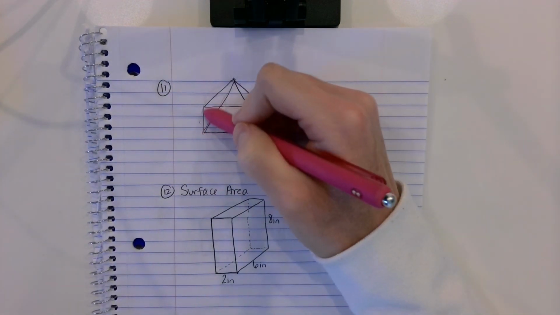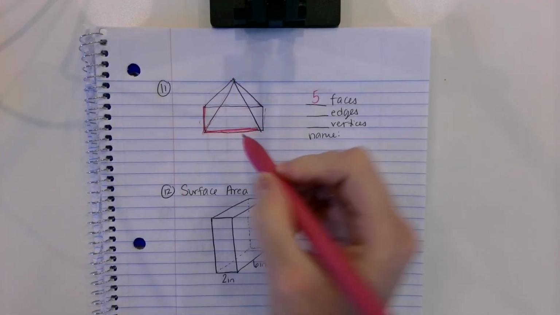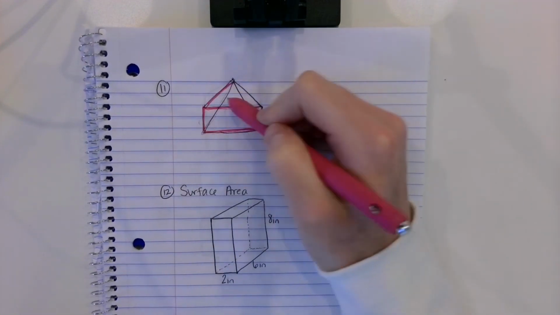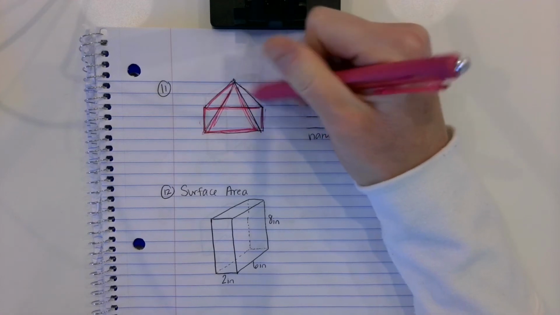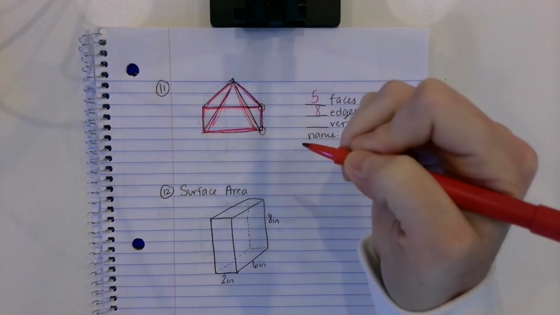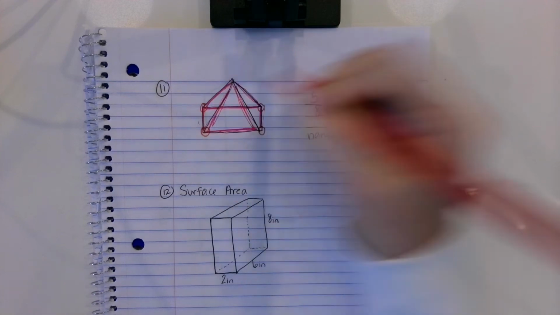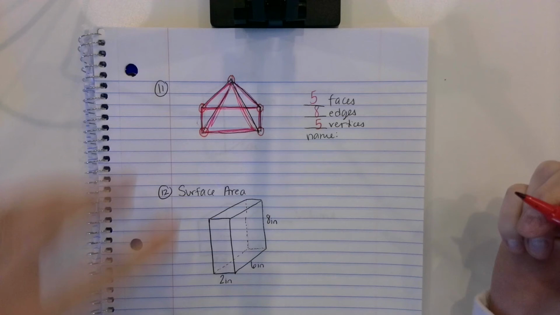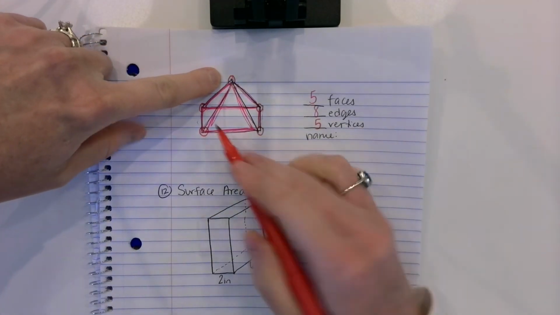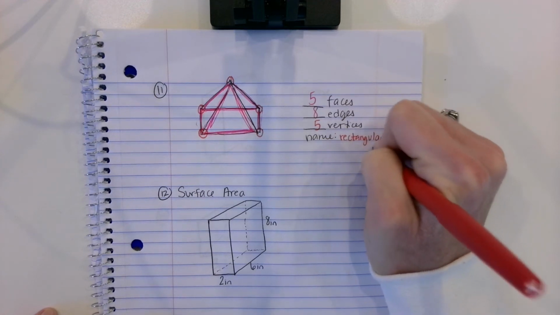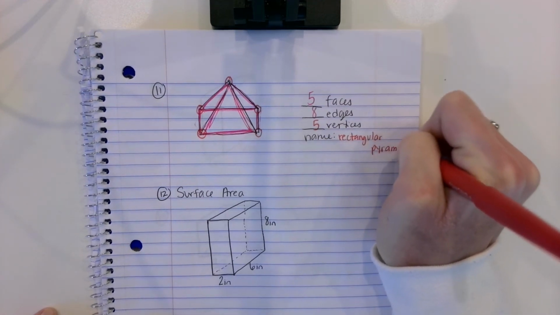Edges, let's count. This on the bottom, 1, 2, 3, 4. And then bring it all up. 5, 6, 7, 8. So 8 edges. And vertices, let's count those points. 1, 2, 3, 4, and then bring it all up, 5. 5 vertices. The name comes up to a point, so you know it's a pyramid, and the base is a rectangle. So it's a rectangular pyramid.